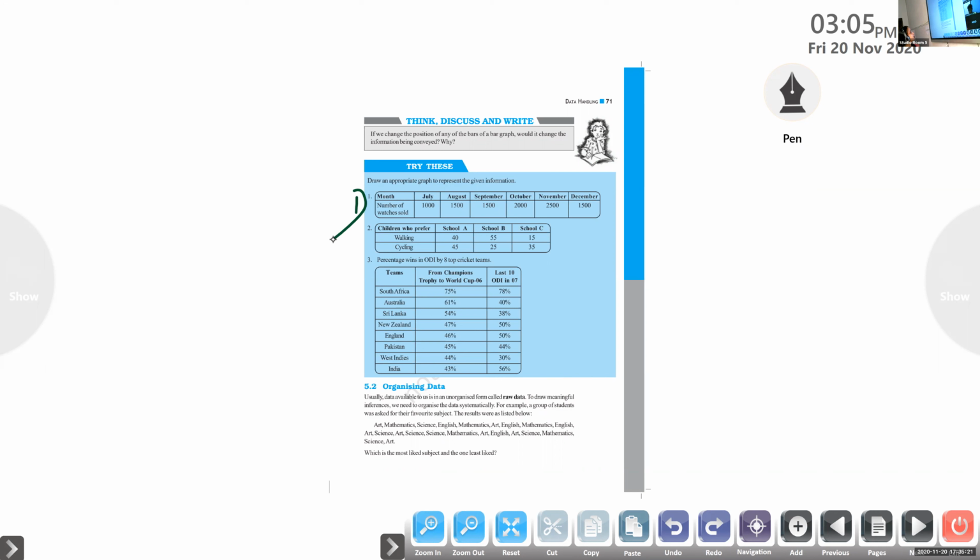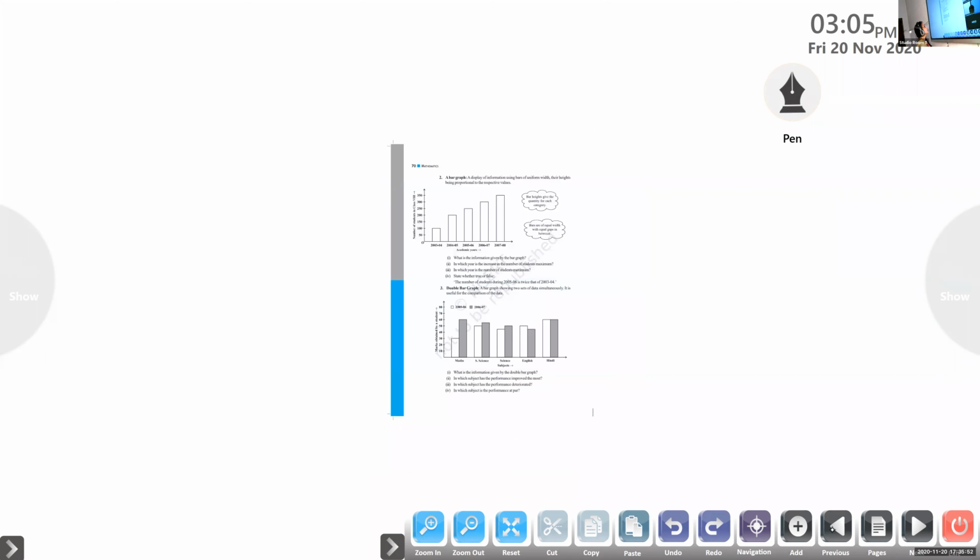Okay, first one is month. For the month, watches sold out. It was given: watches sold out July 1000, August 1500, September 1500, October 2000, November, December is given. So we need to represent this data using any of the suitable graphs, either pictograph, histogram, or bar graph or double bar graph. So using which can we represent that data?